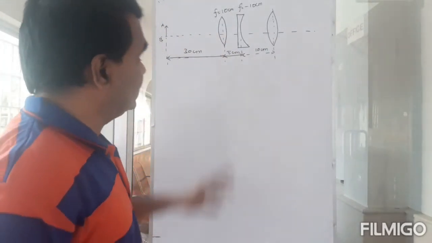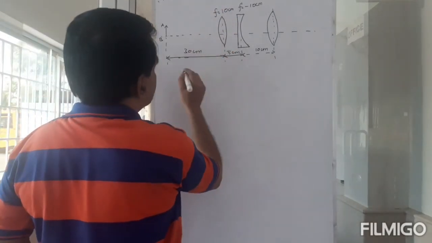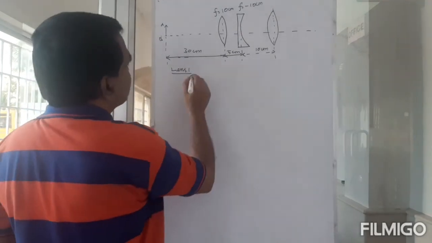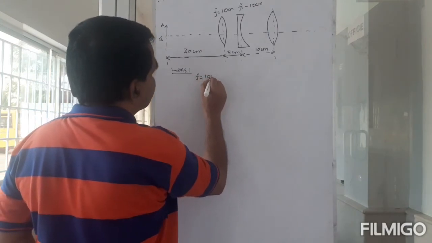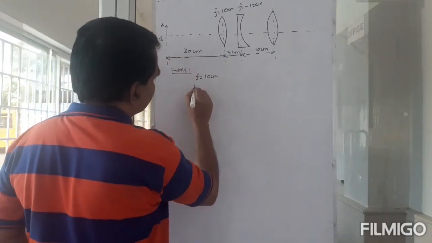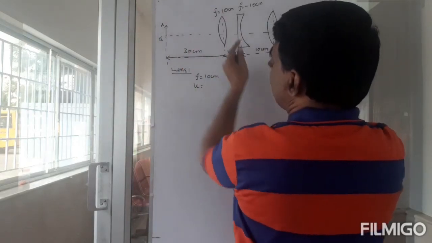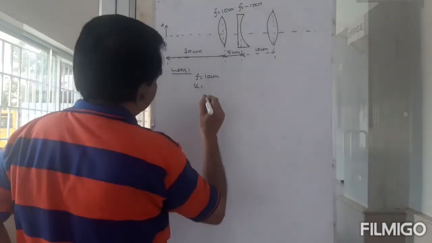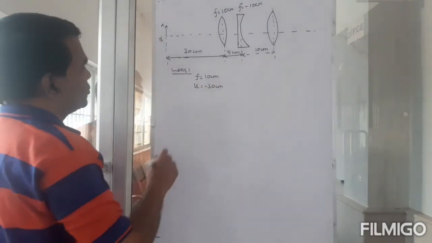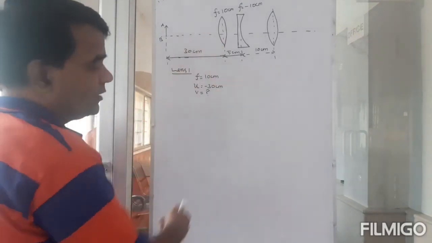First, let me take the first lens, lens 1. The focal length is 10 centimeters. And this distance u is 30 centimeters. The object is here and the light is traveling in this direction, so u must be minus 30 centimeters. You don't know v. V is what you need to find. So I can use the formula now.